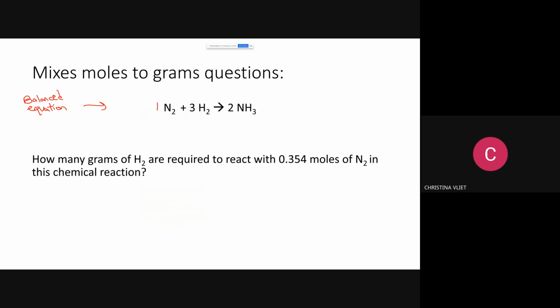So, questions on the board. We've got a balanced equation. The question says, how many grams of H2, so you should underline that because that's being asked for, are required to react with 0.35 moles of N2? So the first thing you're going to want to do is make a pathway. You'll recall this terminology from lessons 1 and 2 this unit. This is a thought process: how do we get from where we start to where we end?